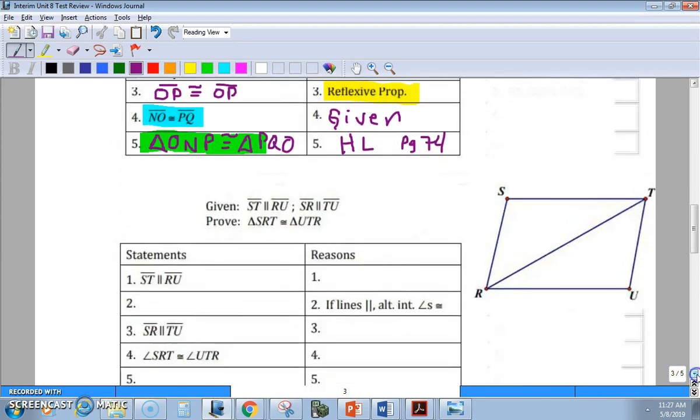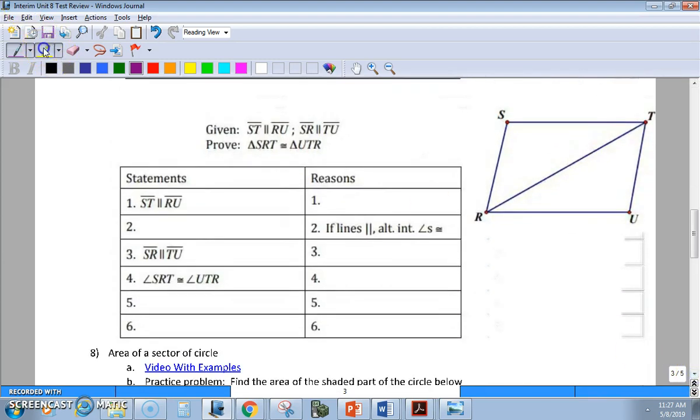Let's try this next one. So I like to go through first and make sure that I can get the easy questions. I know ST is parallel to RU. There, that one's going to be given, and SR is parallel to TU. So this is also given. And then what am I trying to prove? That triangle SRT is congruent to triangle UTR. So that's going to go there. Triangle SRT is congruent to triangle UTR. That's what we're trying to prove.